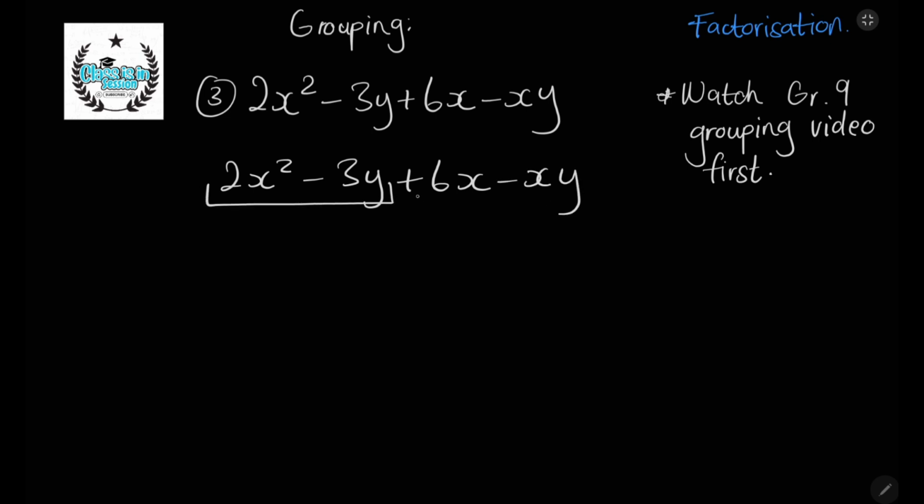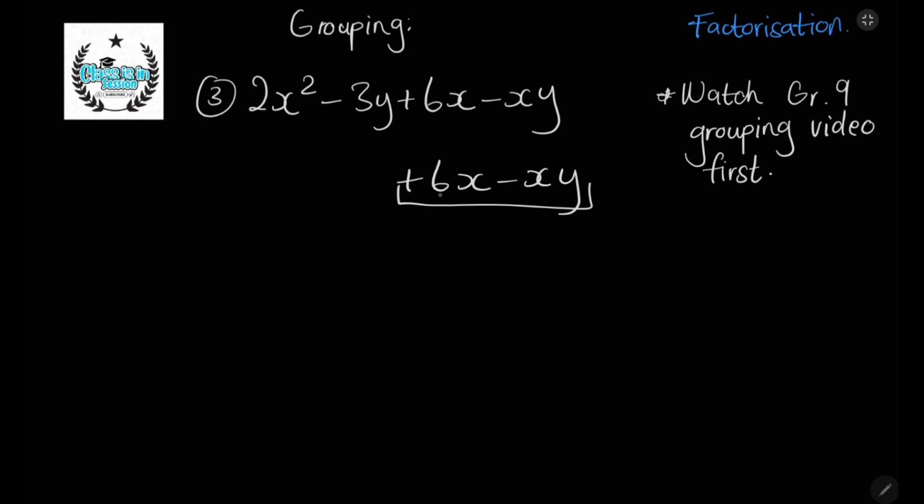Let's try the first two terms, then the last two terms. We start with the coefficients 2 and 3. We can't really do much there. Then x and y. We don't have the same base. So we cannot factorize the first two terms.